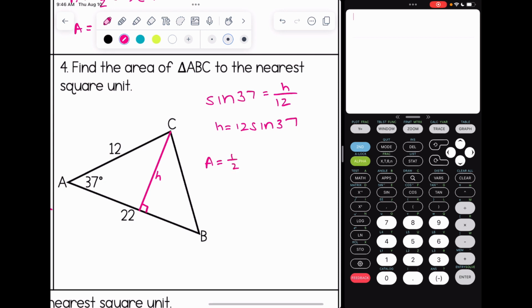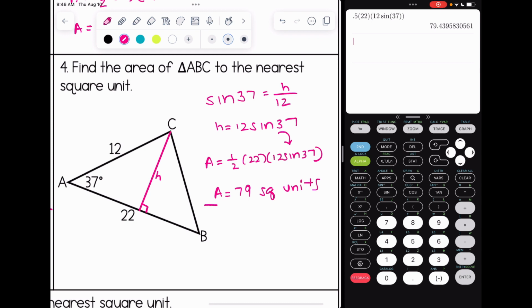Area equals 1/2 the base of 22. We're going to plug that in for our height. So 0.5 times 22 times 12 sine 37. And we're looking to the nearest square unit, so 79 square units.